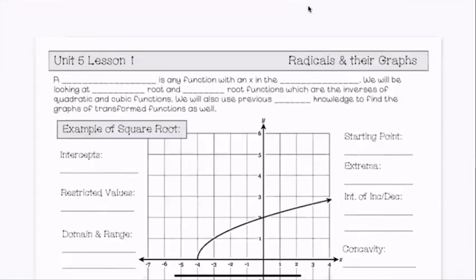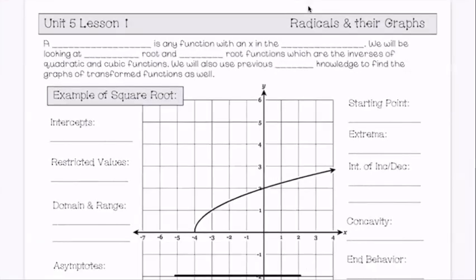Up at the top here, it says a blank is any function with an x in the blank. We will be looking at blank root and blank root functions, which are the inverses of quadratic and cubic functions. We will also use previous blank knowledge to find the graphs of transformed functions as well.